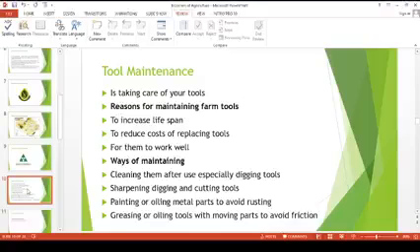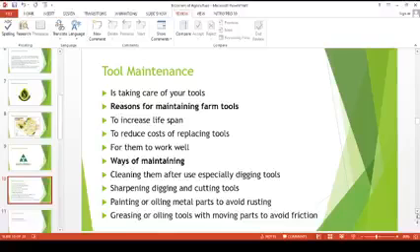So tool maintenance is done for different reasons. The first reason is you want to increase the lifespan of your tools. So to increase the lifespan of your tools, you need to maintain them. You also want to reduce the cost of replacing the tools. So if you don't maintain your tools, you'll keep on replacing the tools, and that will be costly for you. Then we also maintain the tools in order for them to work well.